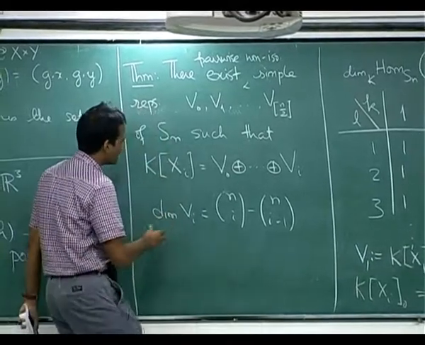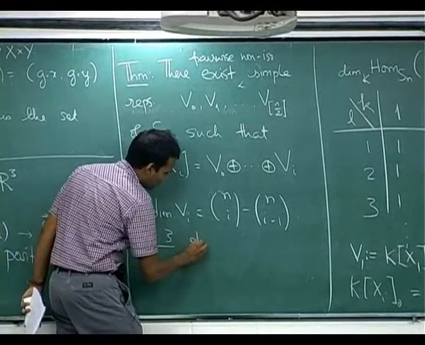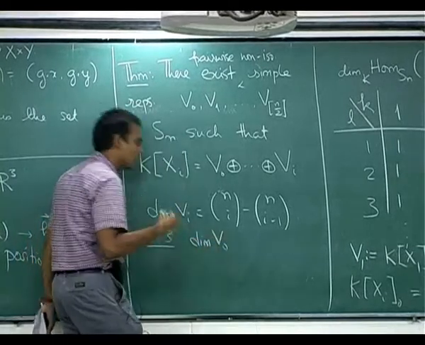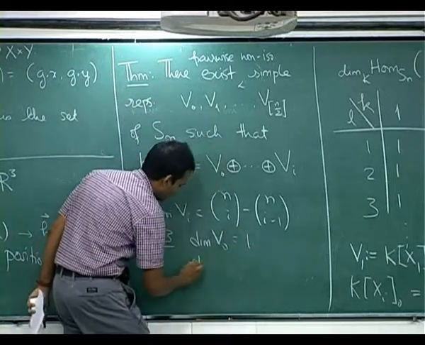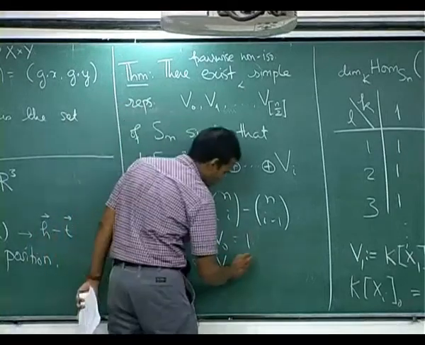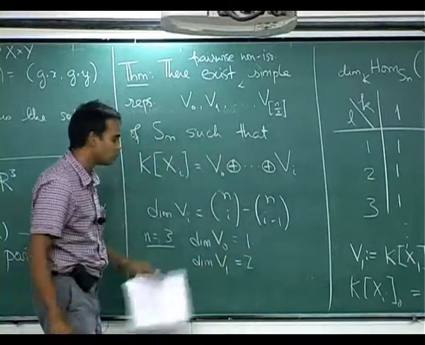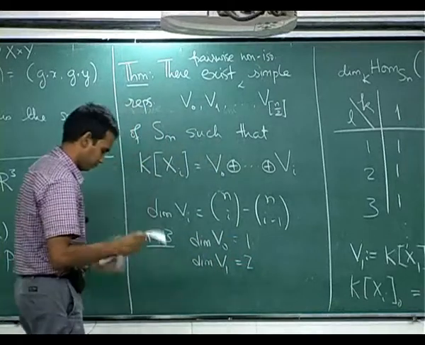So for n equals 3, what do you get? You get that the dimension of V0 is always going to be 1. You know it's a trivial representation. The dimension of V1 is going to be 3 minus 1, so that's 2. So you've constructed two irreducible representations of S3, one of dimension 1 and one of dimension 2.